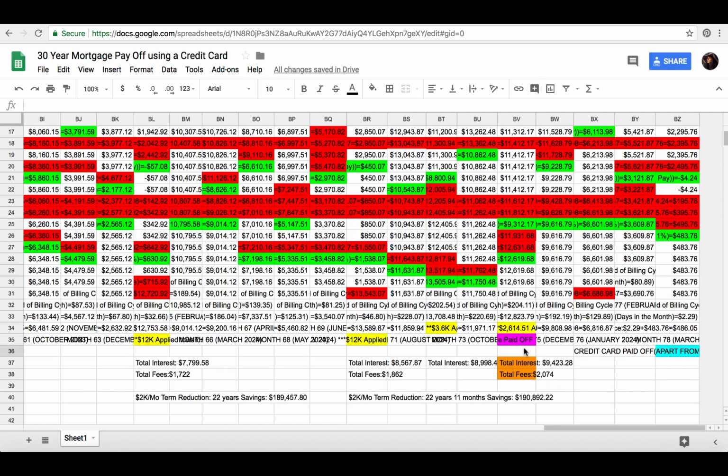At the end of the 6 years and 2 months is when the mortgage is paid off in full. And over here, I listed the total interest and total fees. So that's something you want to take into consideration.